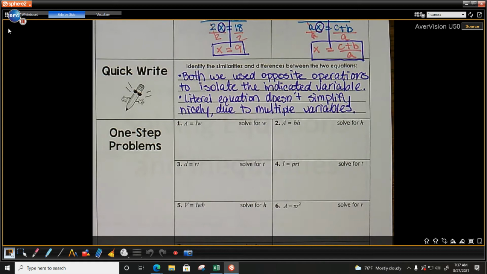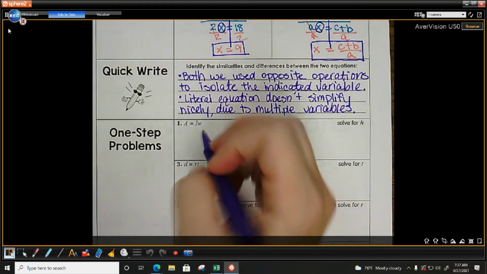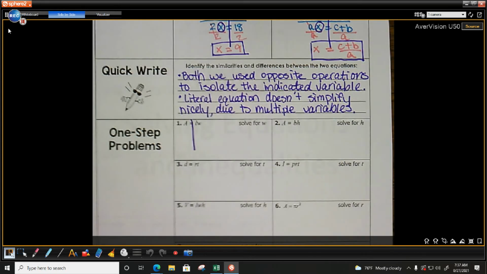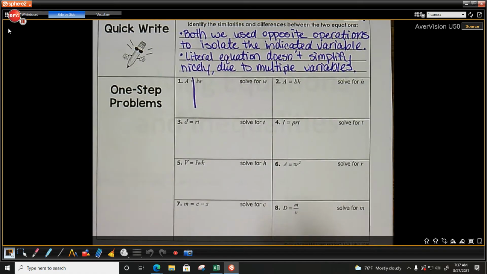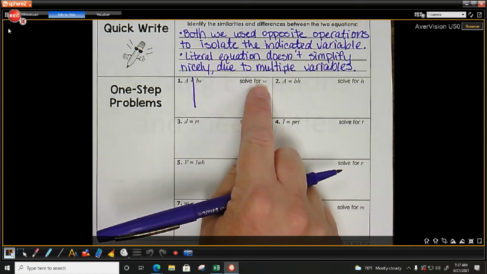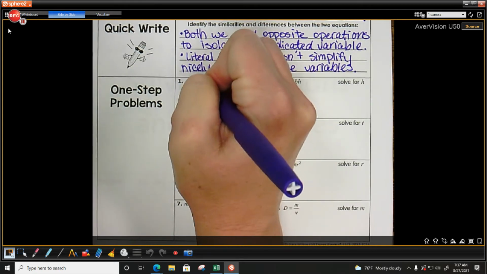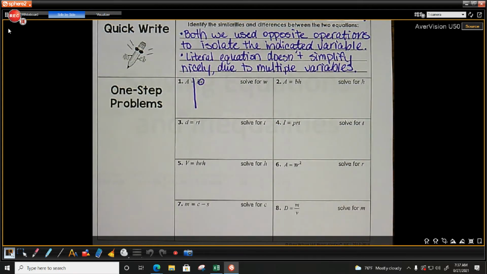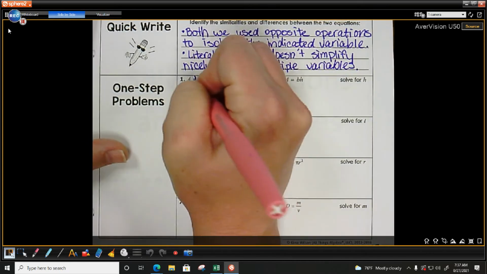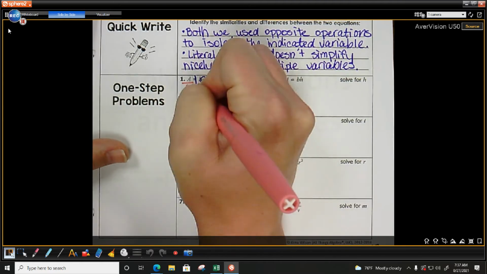Okay, we ready? So we are drawing our line through the equals. How do I know which variable to circle? It says solve for W, so which variable am I circling? W. I want W by itself. How is that L attached to the W? By multiplication, right? That says times L. So how do you get rid of a times L? Divide by L. So I'm going to divide both sides by L.